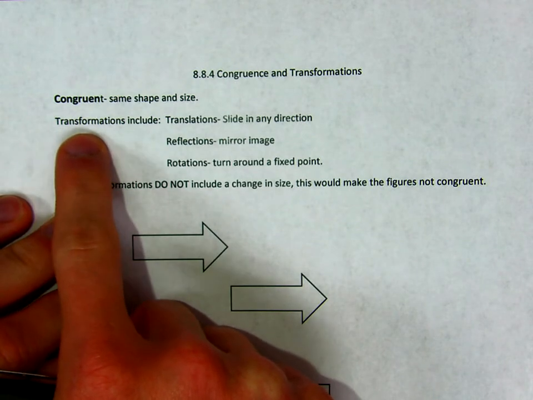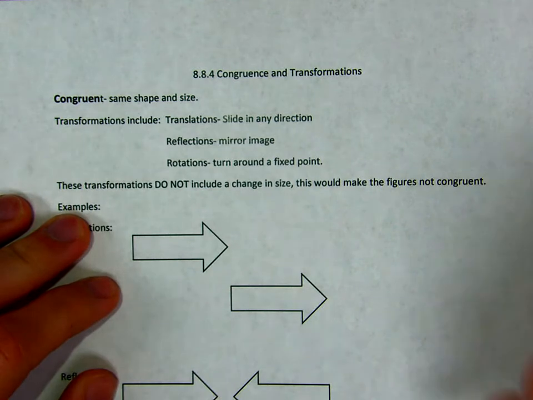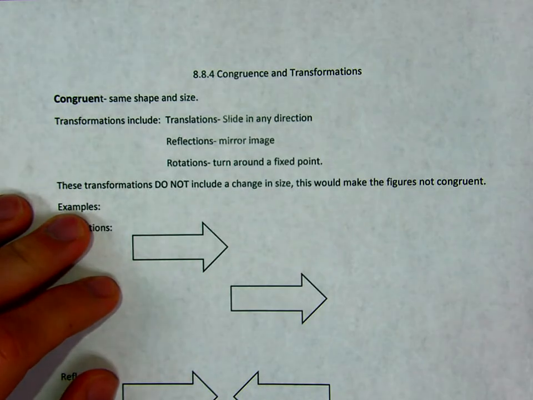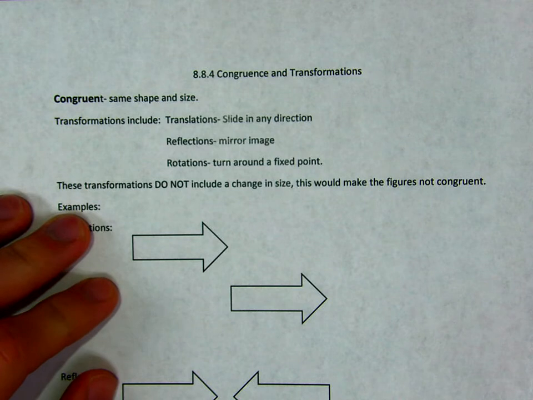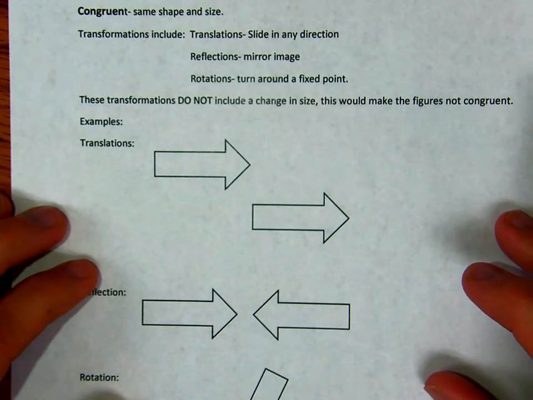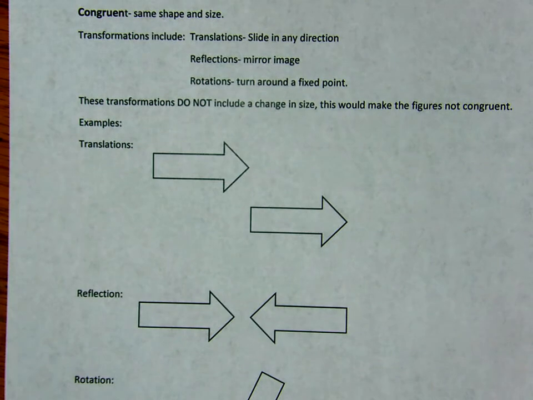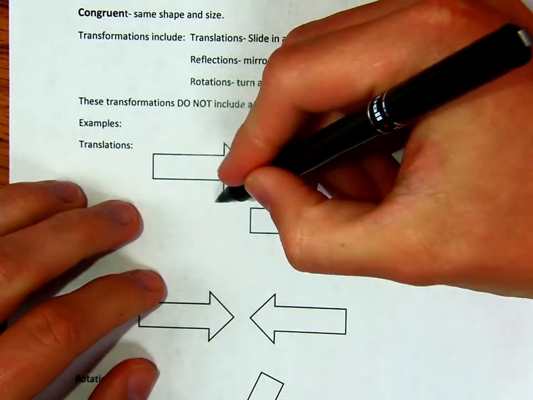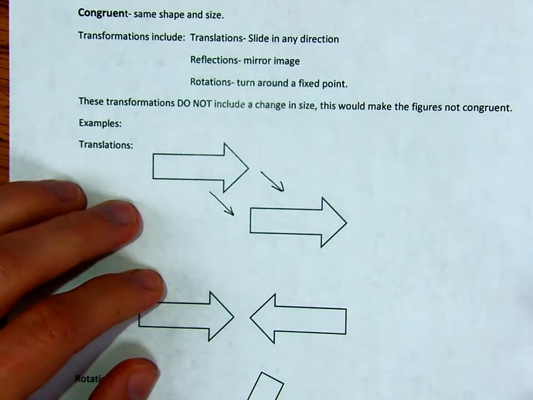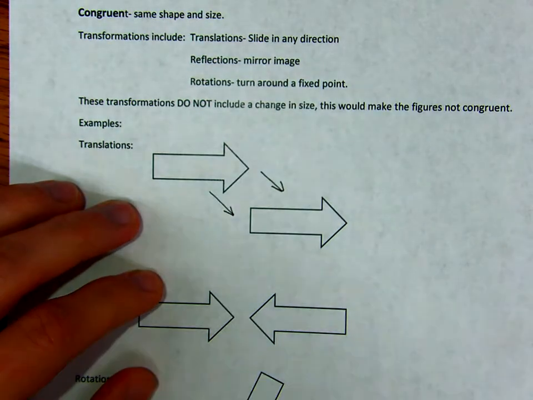If you remember transformations from the last lesson, transformations include translations, which is a slide in any direction, reflections, which is the mirror image of that same figure, and rotations are a turn around a fixed point. So I have some examples down here. The first is translation. Okay, we can see that these figures have a slide or a change in any direction. Okay, but we're still facing the same way.